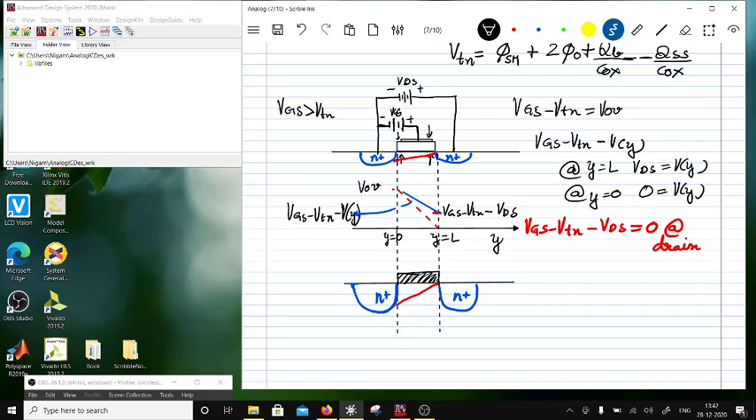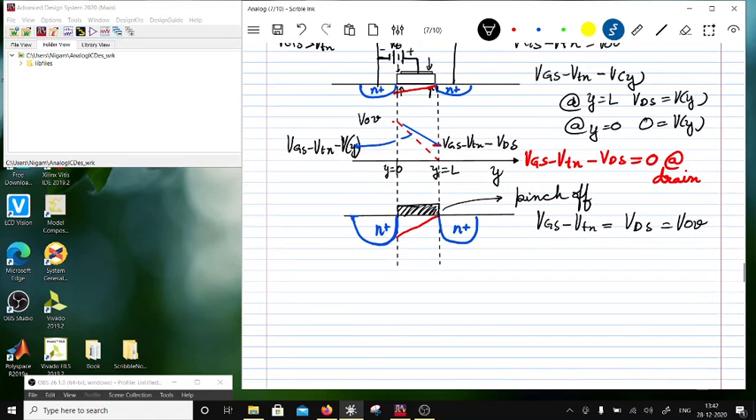Okay, so this is referred to as pinch off. So when pinch off occurs, right, the channel is detached from the drain. This happens at VGS minus VTN equal to VDS, or equal to V overdrive. So that's the point when the channel is detached.